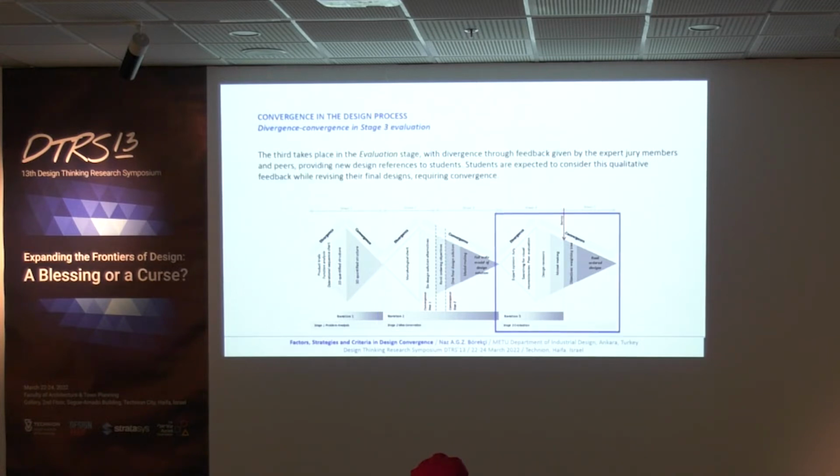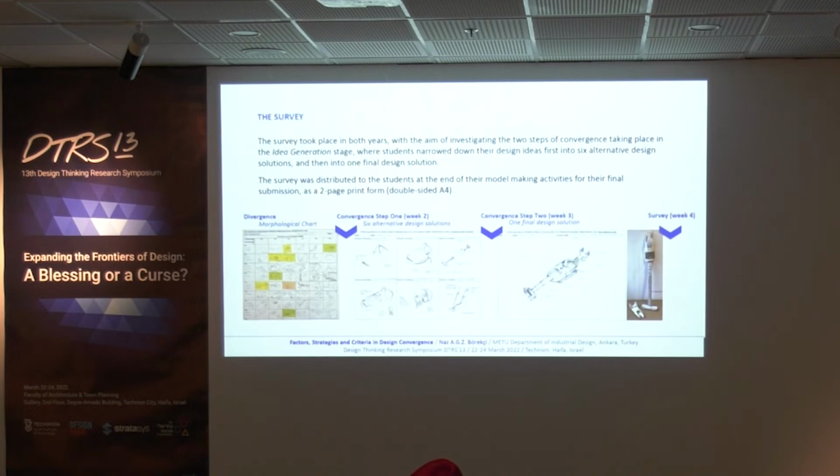The third takes place in the evaluation stage, with divergence through feedback given by the expert jury members and peers, providing new design references to students. Students are expected to consider this qualitative feedback while revising their final designs, again requiring convergence.